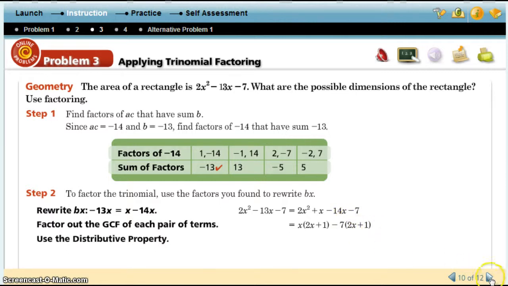Then use the distributive property to get the factors of the trinomial. So the possible dimensions of the rectangle are 2 times x plus 1 and x minus 7. You cannot do this unless you have taken out a negative 7. Your binomials will not look the same, so be very careful with that.